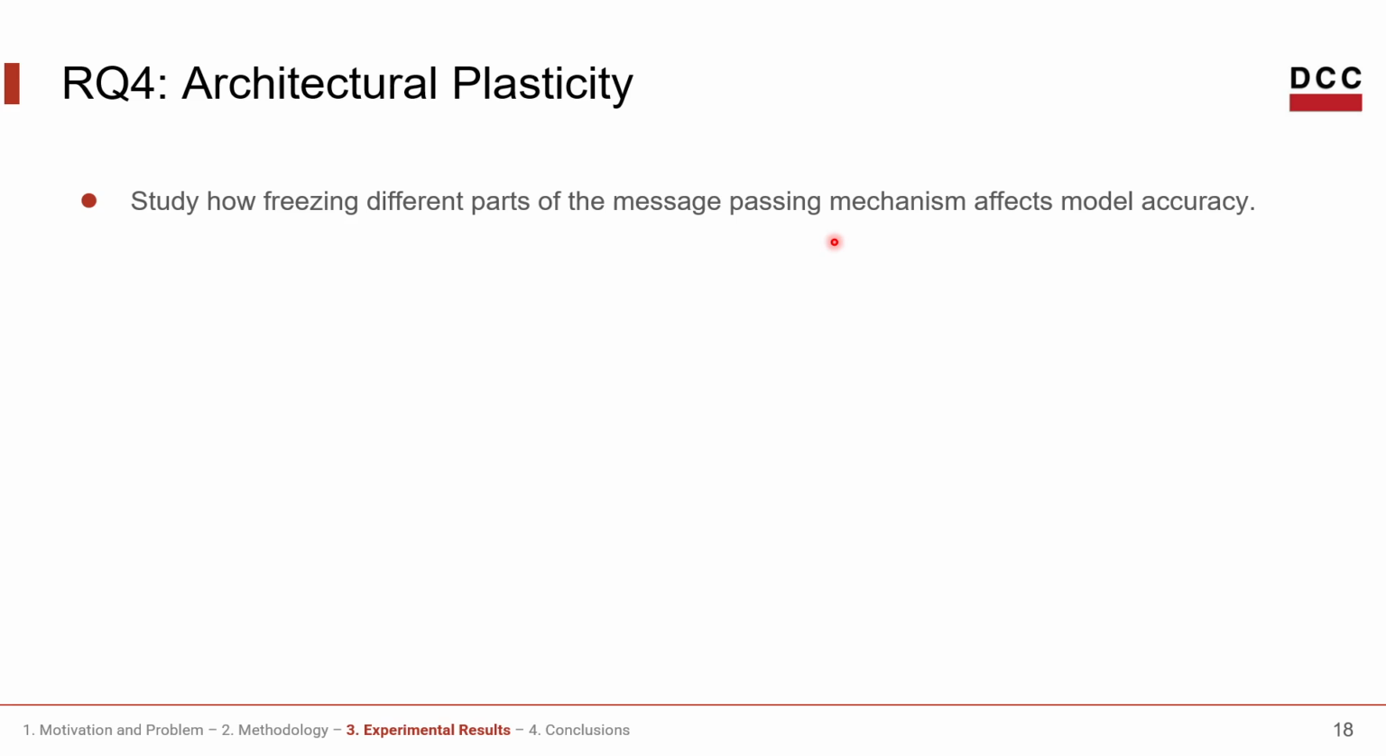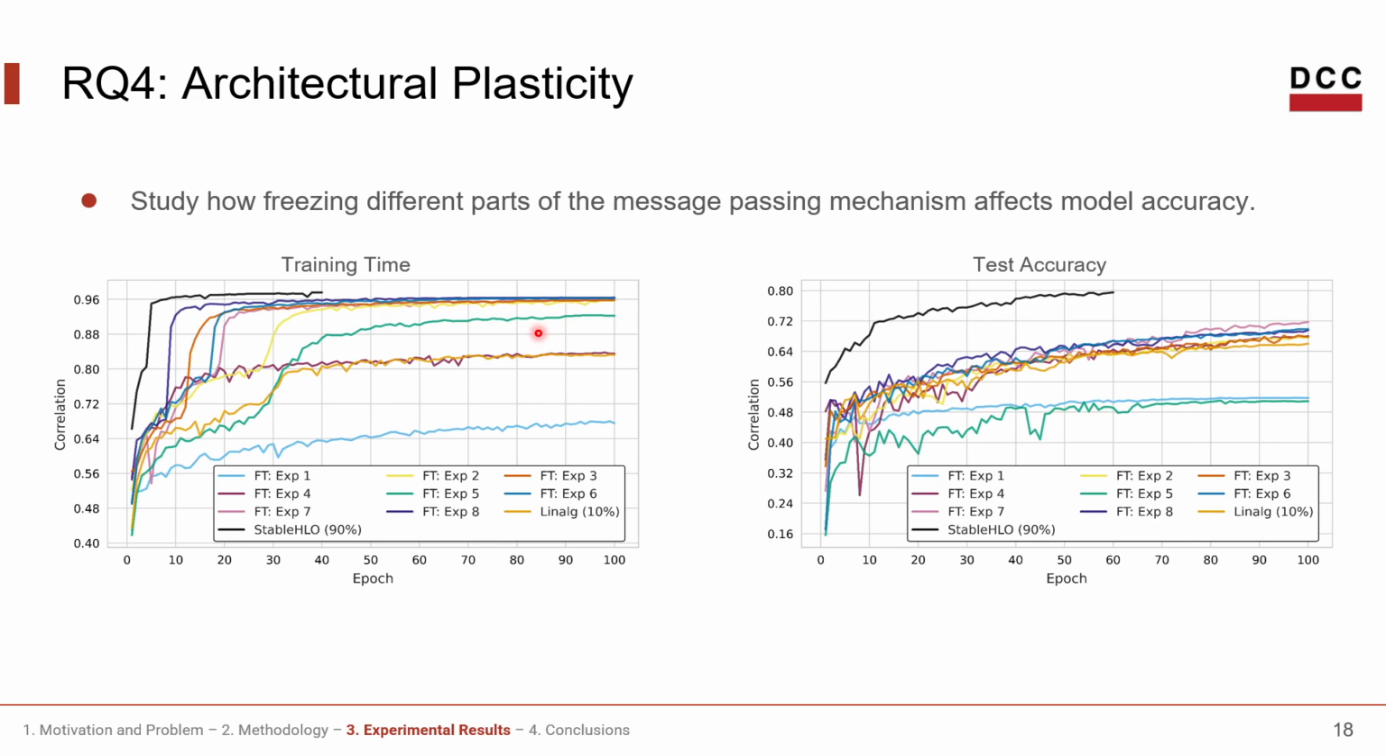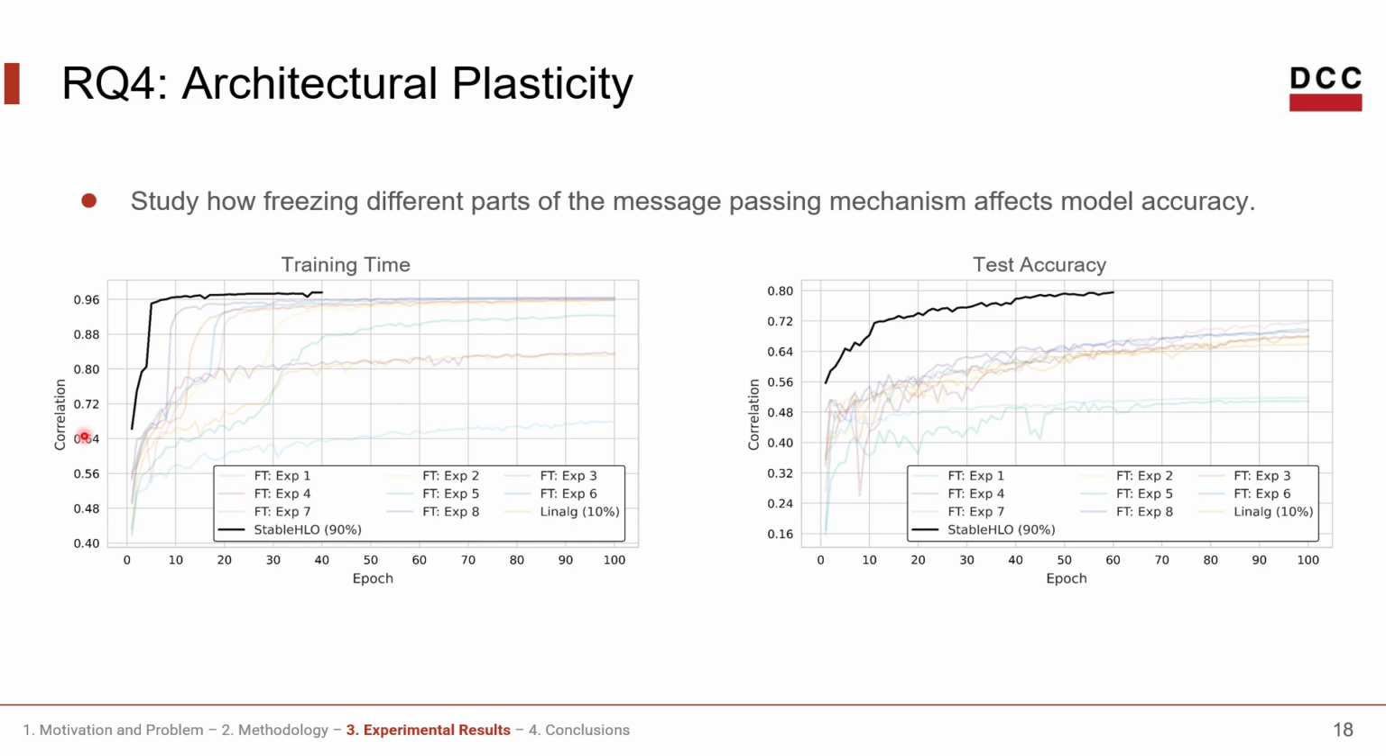Now, for research question 4, this is a very important one as well, and it is about architectural plasticity, which is basically how does the model behave when we freeze different parts of the message passing mechanism. In here, I have all of the fine-tuning configurations that I showed before. First, the training over the source dialect in stable HLO. So you can see here in black where I do the training over stable HLO, which uses 90% of the data set. Then I have the training over LNALG only using 10% of the data set.